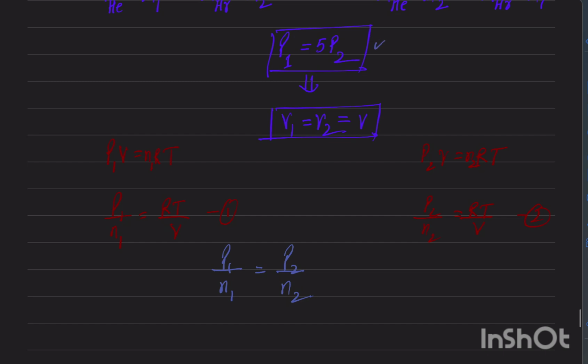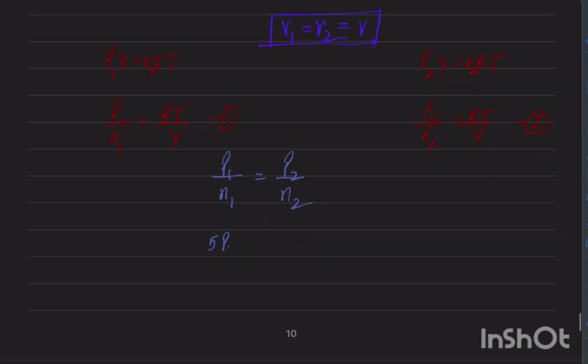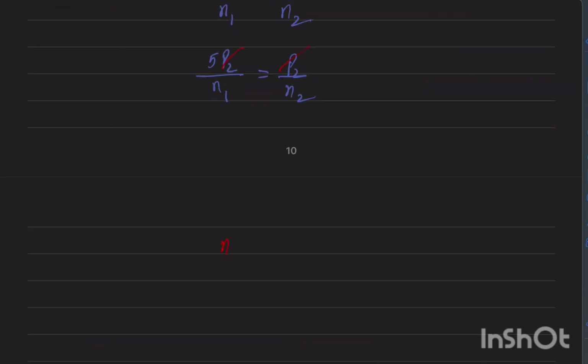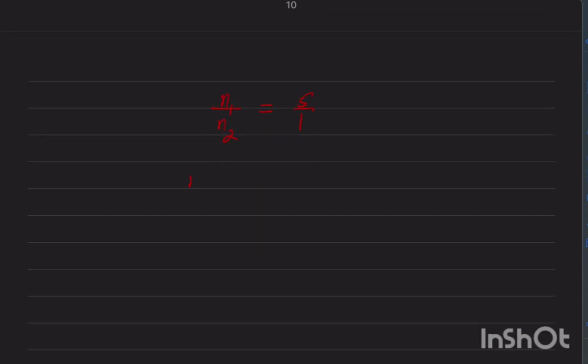And when we use P1 equals 5 times P2, we can write 5 times P2 by n1 is equal to P2 by n2. These values get cancelled out and what we get is n1 by n2 is equal to 5 by 1. And how we can calculate n1: the moles of helium plus argon in the first cylinder, divided by n2, is equal to 5 by 1.